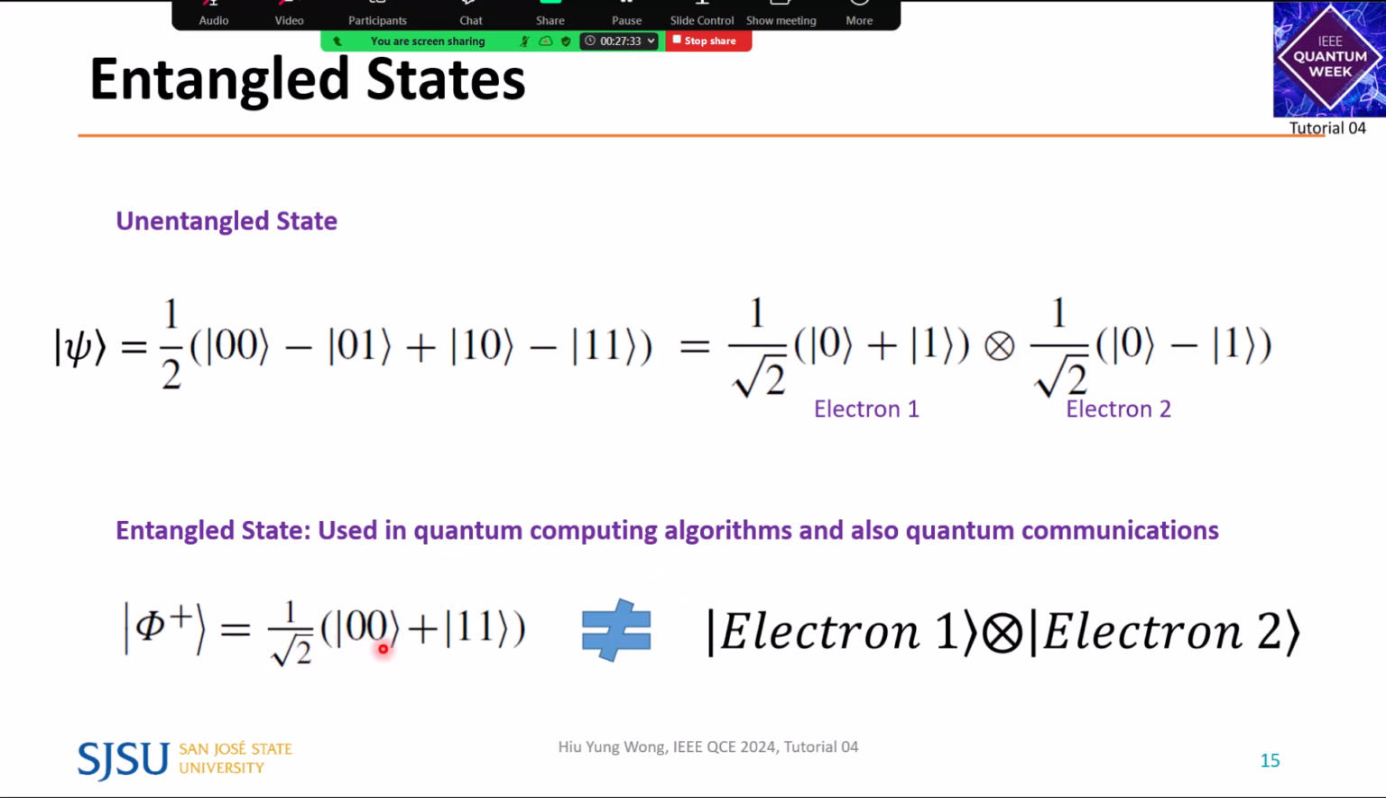But there are some states such as this one. It is also a superposition state, except that the coefficients for 01 and 10 are 0, meaning they don't have that component. You can never separate them. So this is the entangled state. Okay, so we talked about superposition and entanglement, and that is the basics, right?